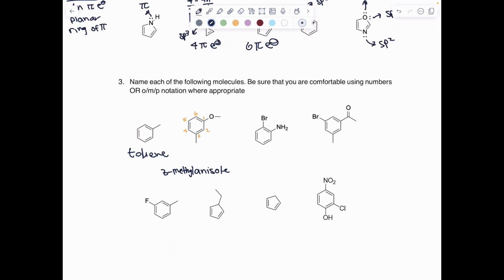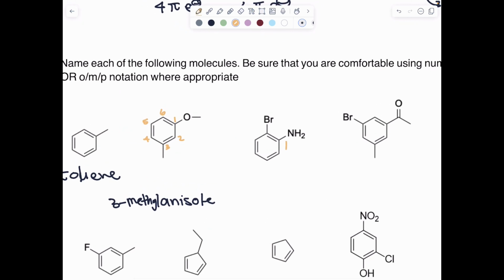So the next molecule has a bromine and an amine. Since amine is higher priority, we're going to give that the distinction of carbon 1, and then we're going to number counterclockwise so that bromine is carbon 2 instead of being carbon 6.